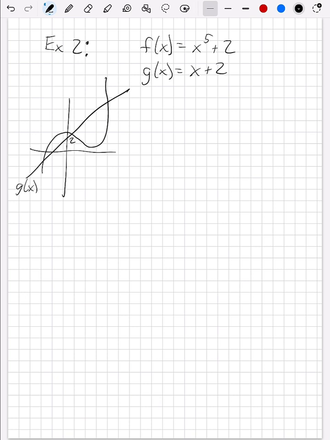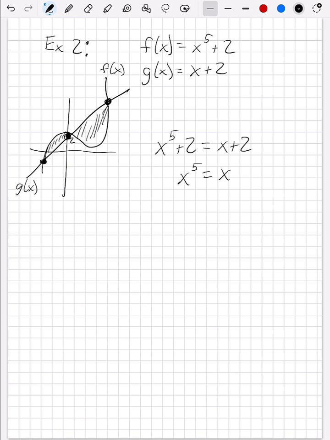So g of x is the line, f of x is the curve, and that's not a great drawing, but it's good enough because what we're going to look at is the areas here. All right. So I need to find these intersection points. I can find that by just setting them equal to one another. So x to the 5th plus 2 equals x plus 2. All right. I subtract 2 over, I get that x to the 5th is equal to x.